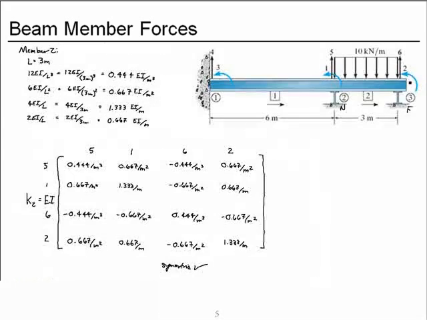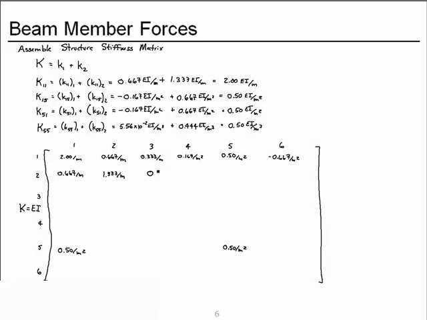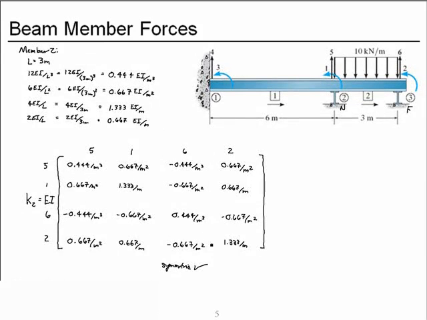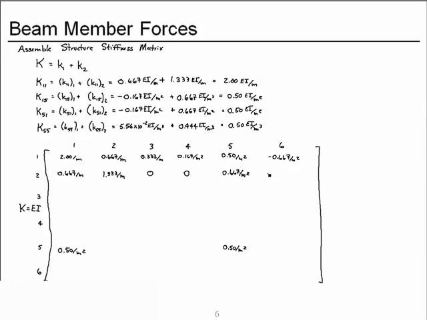And 2,3 we see will be 0 because no member connects degrees of freedom 2 and 3. 2,4 will also be 0. And then 2,5 will come from member 2. 2,6 also comes from member 2.